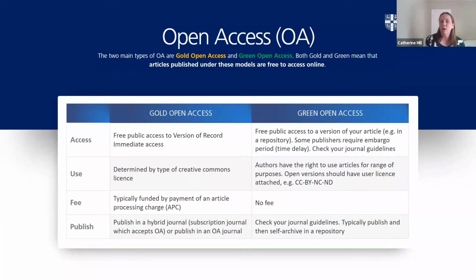With gold open access, an article processing charge, or APC, is usually required, and this is either paid by the author or sometimes on their behalf by their institution or funding body, whereas with green open access, there is no fee. With gold open access, there are 2 ways you can publish, usually either by publishing in a hybrid journal or in a fully open access journal, and I'll describe what these 2 different types of journal look like on the next slide. For green open access, you should check your journal guidelines for publishing instructions, but usually authors publish in the journal and then self-archive a version of their paper in a repository.